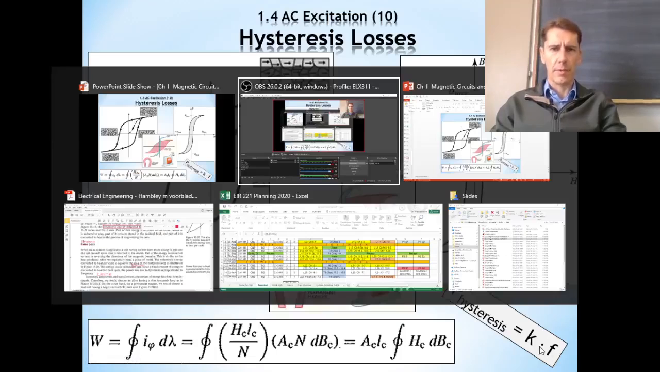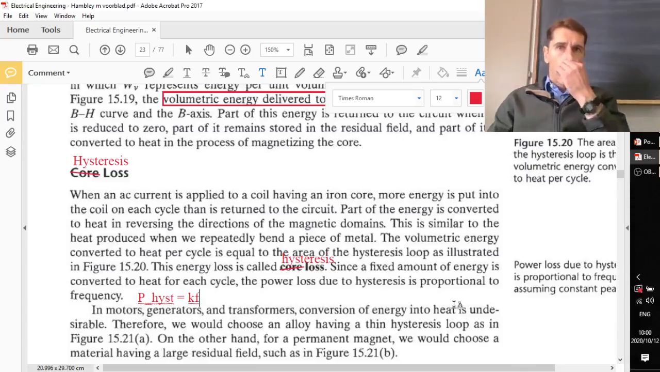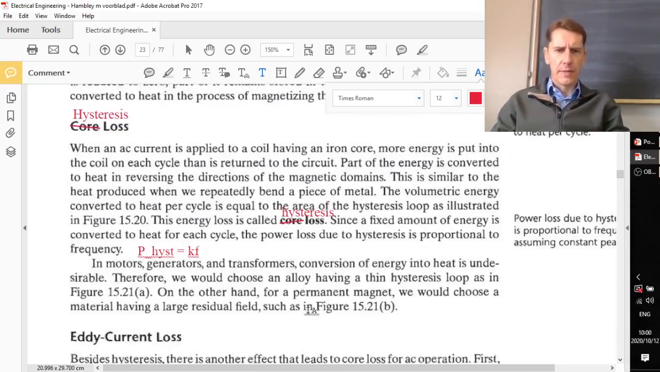Okay, let's go back to my PDF. Where is that one? There we go. Okay, that's on that one, and so that's the one type of loss.